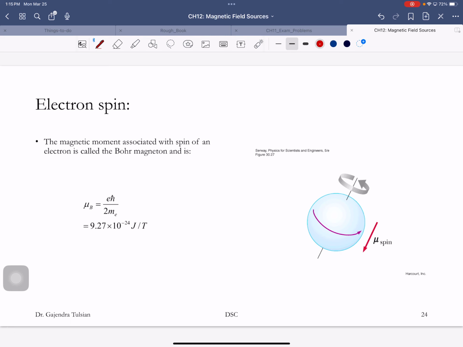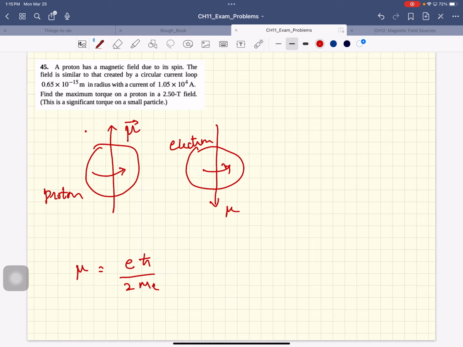Okay, same. So that's the strength. This is the strength of the magnet for an electron. A proton has a mass 2,000 times greater than that. So this proton magnet is 2,000 times weaker than the electron magnet. So if you have a spinning electron, which is a magnet, and a spinning proton, the electron magnet is 2,000 times stronger than the proton magnet.